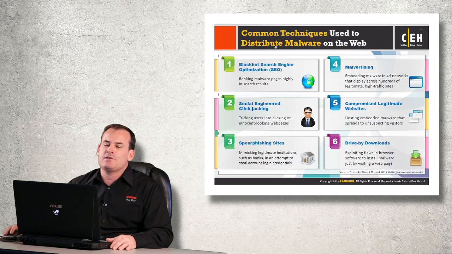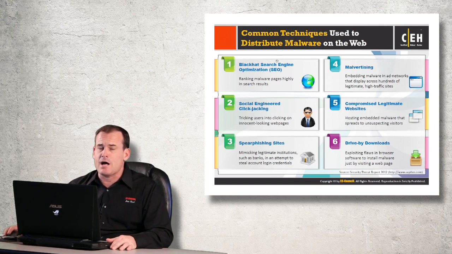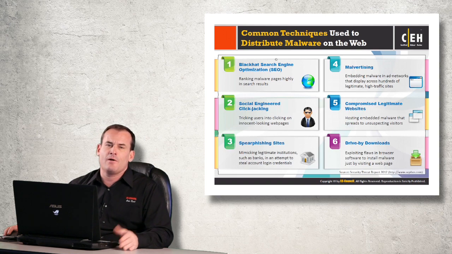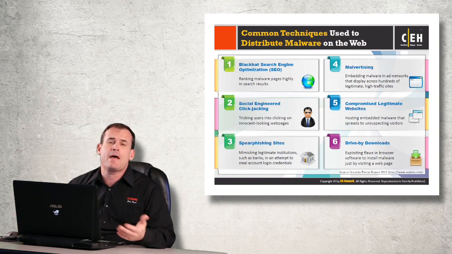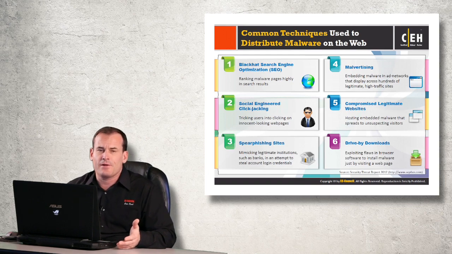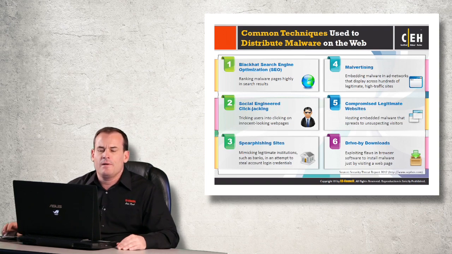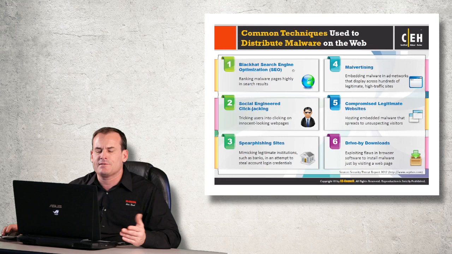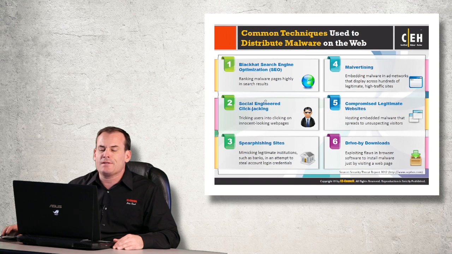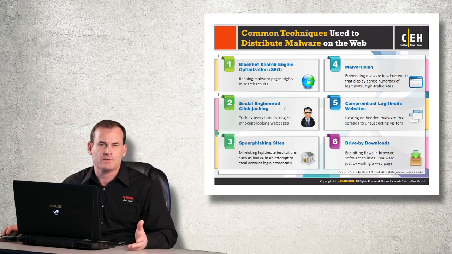All right, common techniques used to distribute malware on the web. Search engine optimization is a scenario where, for competitive edge, businesses would love for their websites to show high in search rankings. So search engine optimization is a methodology used to creep up your position in search engine results pages. Black hats can leverage those same techniques to rank their malware pages highly in the search results. Social engineered clickjacking is just straight away tricking users to click on innocent looking web pages that are actually malicious in nature, potentially causing the automatic download of the virus.